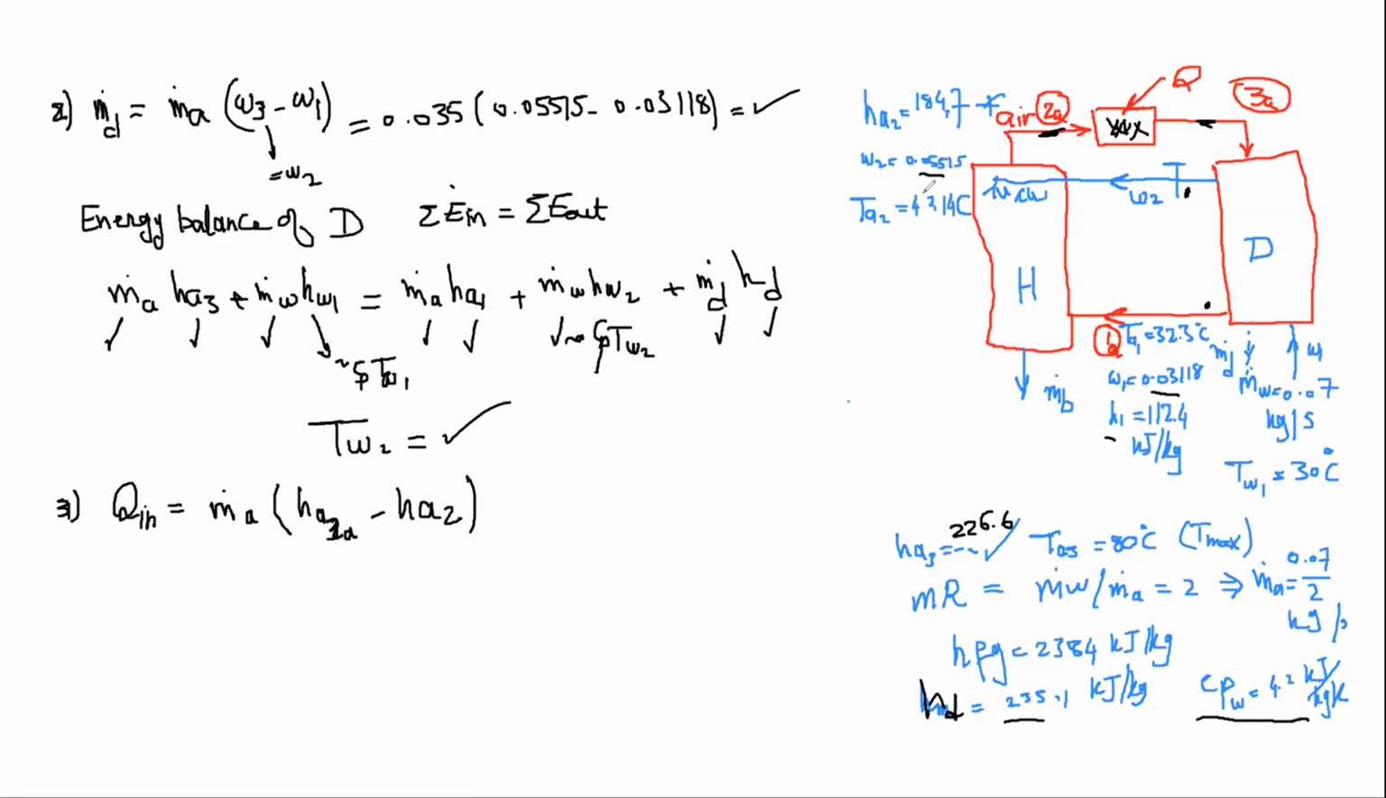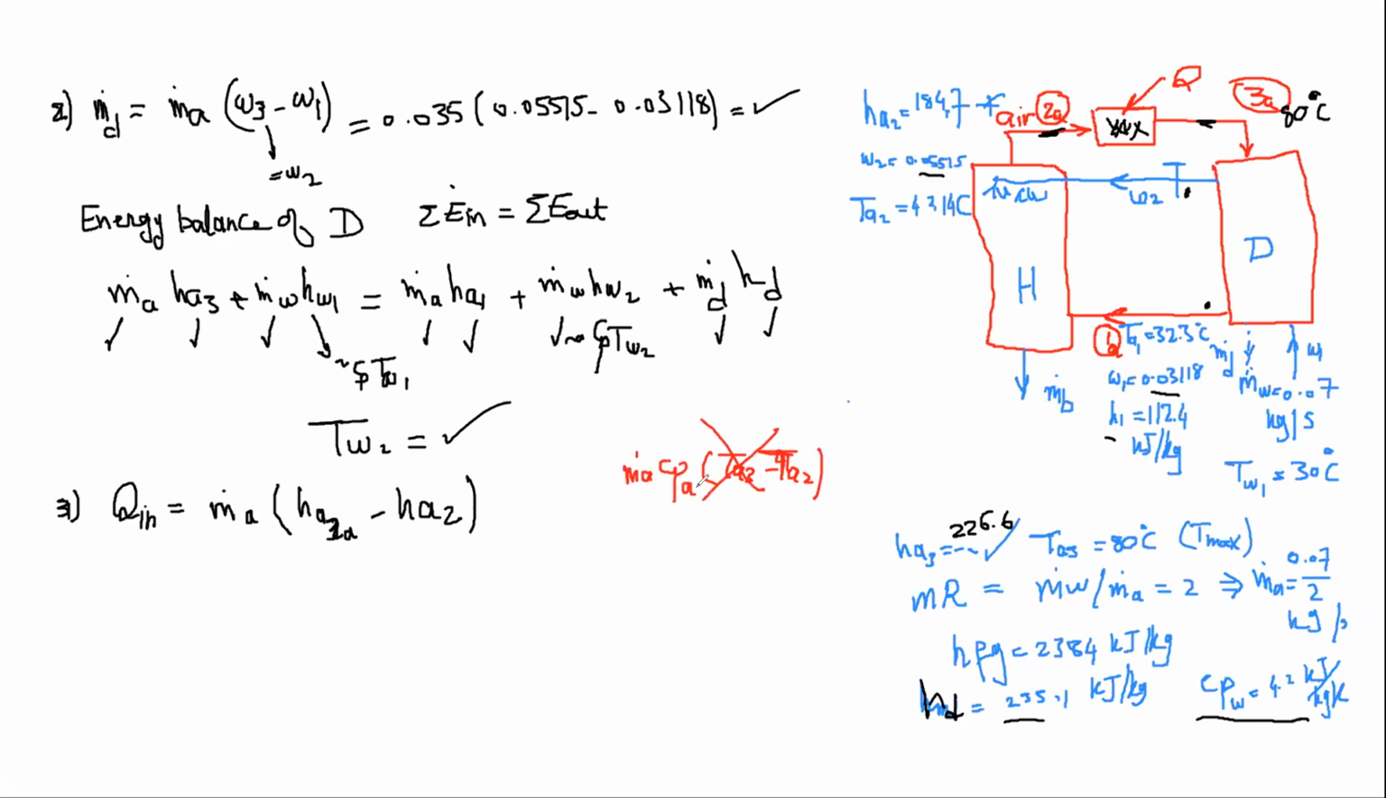The air enters at a temperature of 42, and here you have increased the temperature to 80 degrees centigrade. So to calculate this rate of energy added to the air, this is what we do. And another warning: you cannot write it as m dot air, Cp air, T air 3 minus T air 2 as the value of the enthalpy.